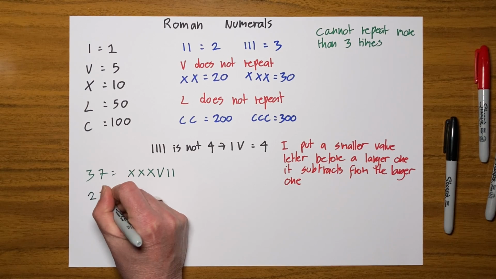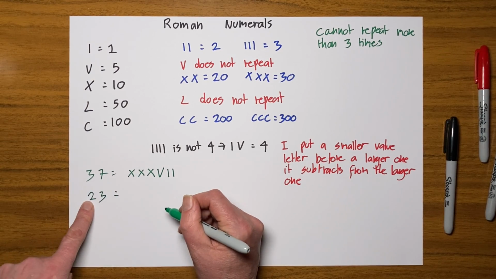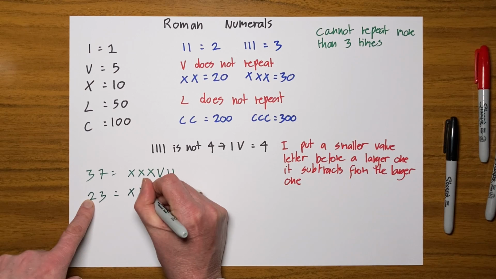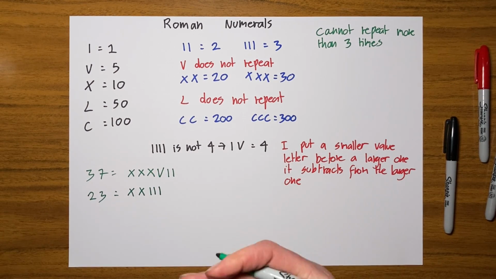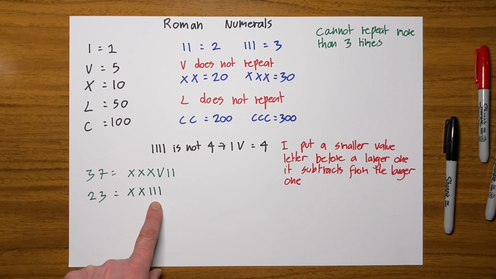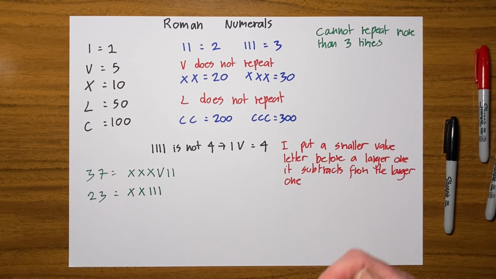I could do 23, which would be 2 lots of 10. 1, 2, and then 1, 2, 3. So in both of these examples, I haven't repeated more than 3 times, so it's fairly straightforward.